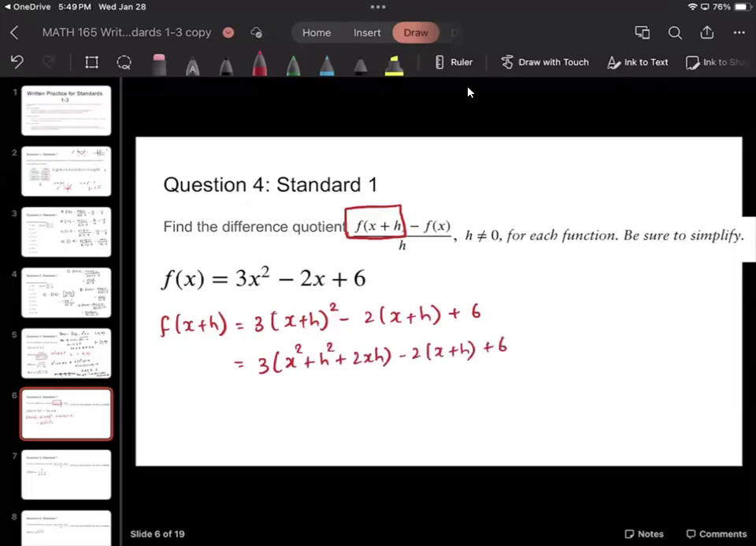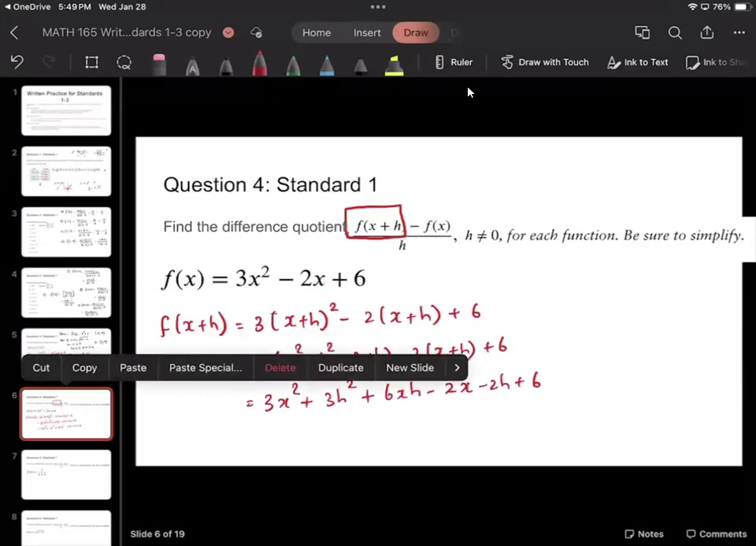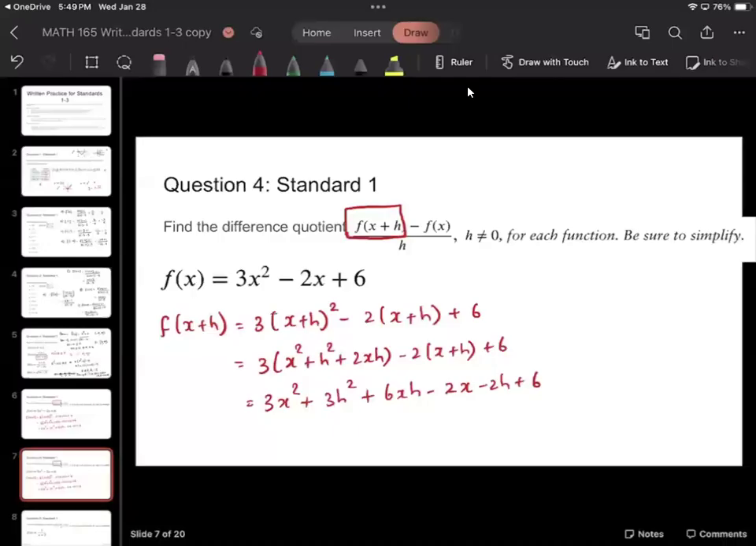Now I'm going to distribute, and I will combine any like terms if I have. Here I don't have any like terms, right? Okay. All right, so now this is where I am. I have evaluated it and I have found f of x plus h to be 3x squared plus 3h squared plus 6xh minus 2x minus 2h plus 6. So this is what we have.